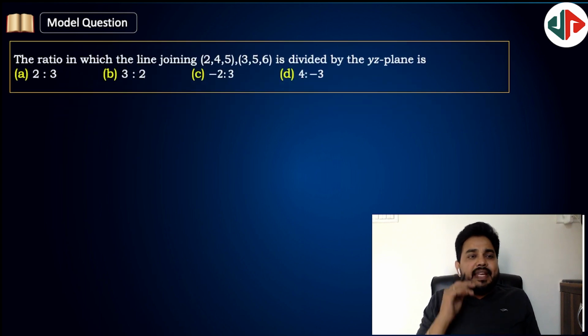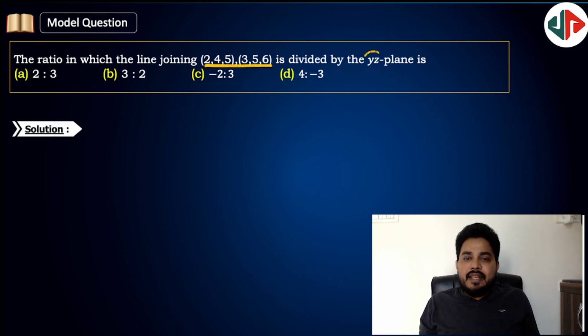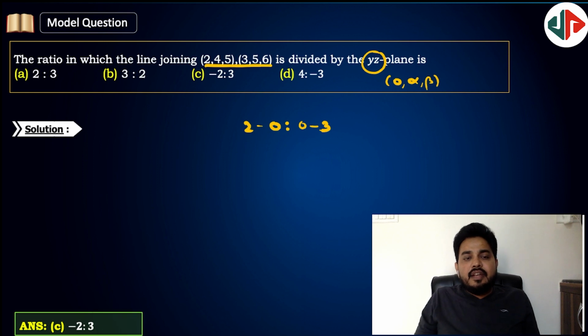Next question is, in the ratio in which the line joining these 2 points is divided by the yz plane. If it is on the yz plane, the point will be 0 comma alpha comma beta. So when I want to go for the ratio directly, I'll go 2 minus 0 is to 0 minus 3. So the answer is minus 2 is to 3. So when they are talking about this one, accordingly you need to take. If it is xz plane, y terms you need to take.